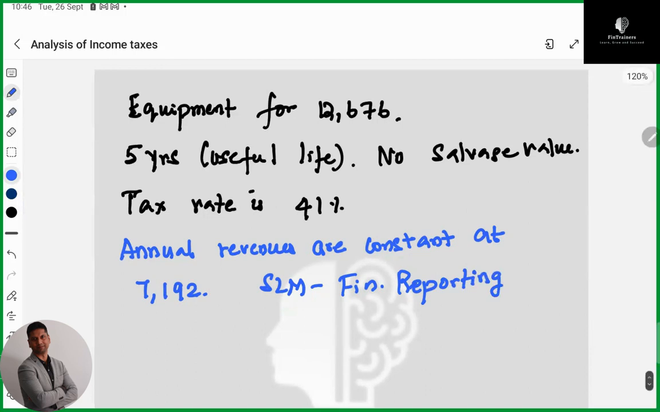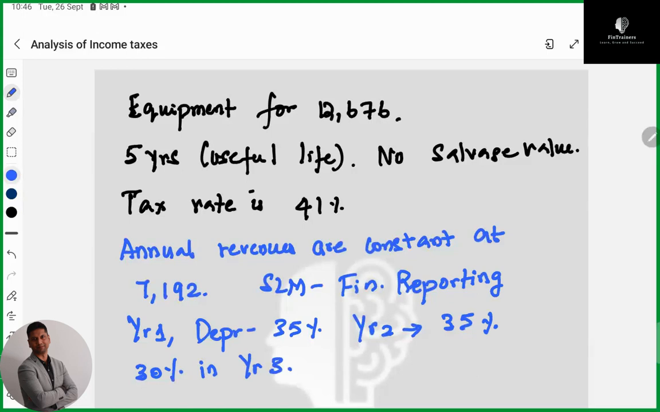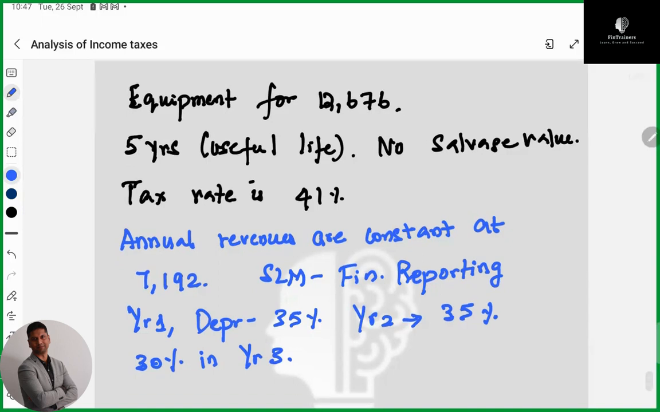For taxation purposes, year one depreciation is 35%. Year two, it is 35 as well. And the remaining, which is 30% in year three. So basically, they are depreciating everything in 3 years for tax purposes, whereas we are using SLM for reporting. Ignore all other expenses other than depreciation.